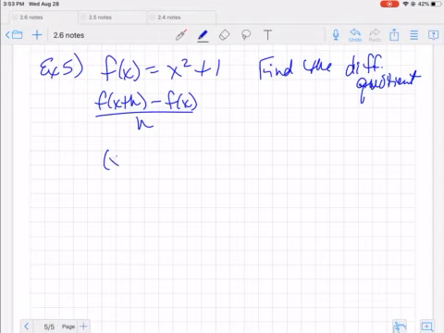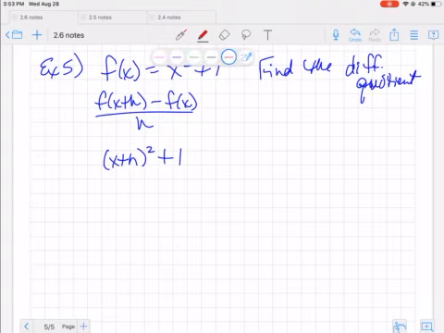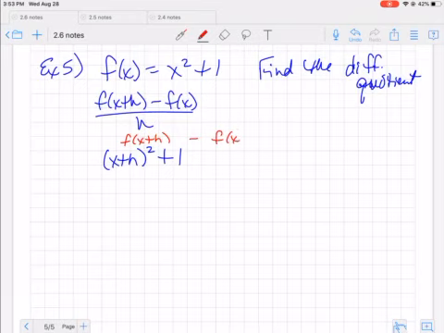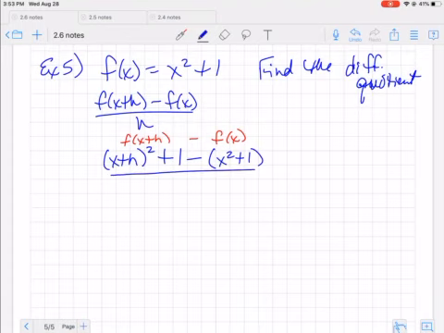So here I have x plus h squared plus 1. This is my f of x plus h part, minus my actual function, which in this instance is x squared plus 1. Now look at this again. Notice I put parentheses around this because I'm subtracting. You have to subtract this whole thing, so you put those parentheses. There's nothing to do with that h. You just simply divide out by your h.